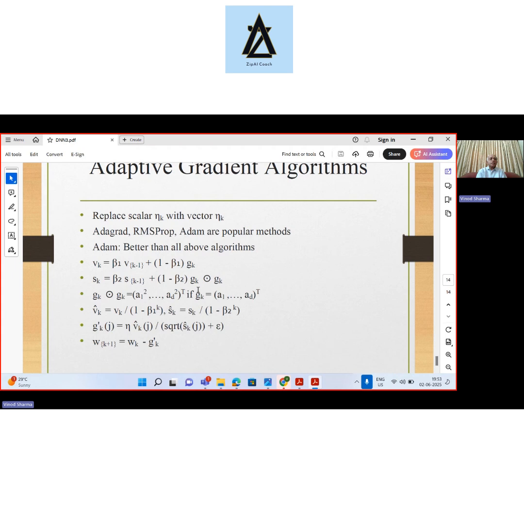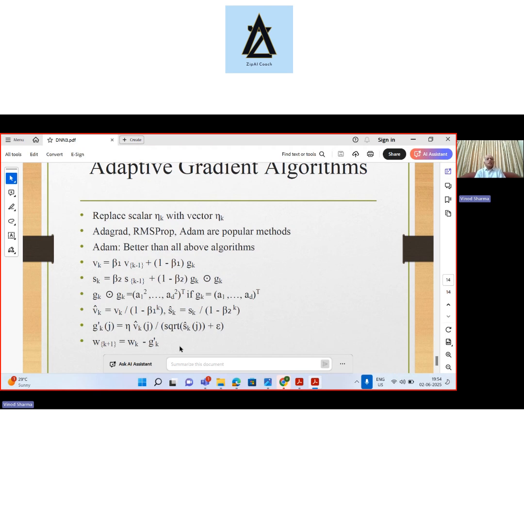Then from Vk and Sk, we define Vk hat equal to Vk divided by 1 minus beta 1 raised to power k. And Sk hat is Sk divided by 1 minus beta 2 raised to power k. From Vk hat and Sk hat, now finally we define Gk prime, for each component j, component-wise from the components of Vk hat and Sk hat. And finally, we get Wk plus 1 is equal to Wk minus Gk prime.